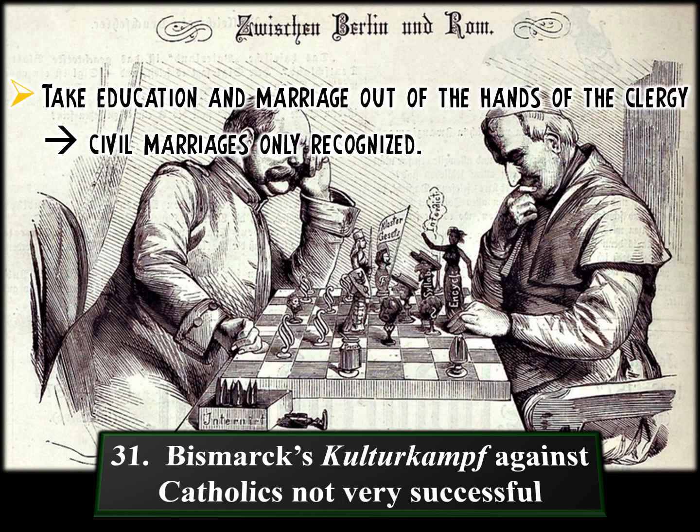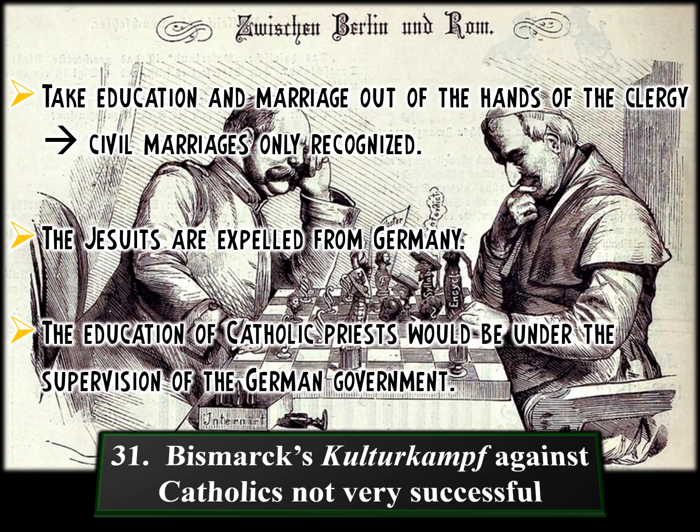He said, take education and marriage out of the hands of the clergy. Civil marriages only would be recognized. This is part of his Kulturkampf. The Jesuits were expelled from Germany, and the education of Catholic priests would be under the supervision of the German government. Now, as I said, this would outmaneuver some of the influence that the Roman Catholic Church had in those southern German principalities, but it will not be completely successful in the long run after the first few years.